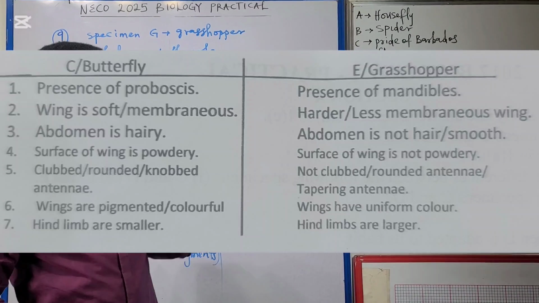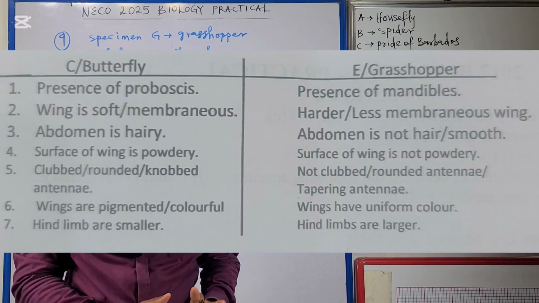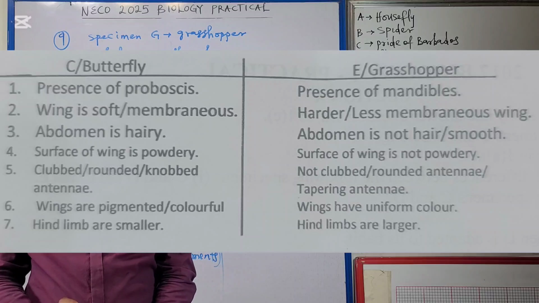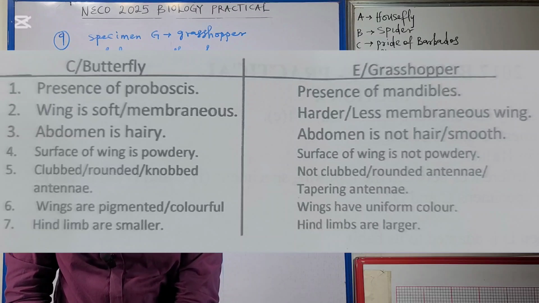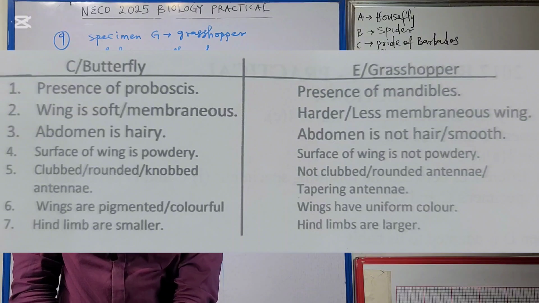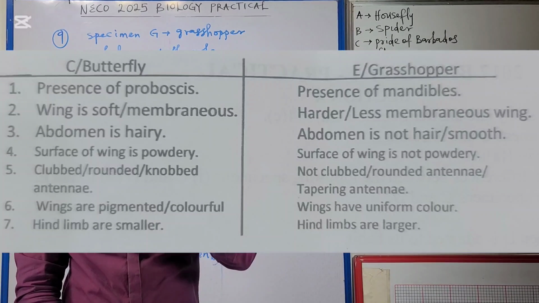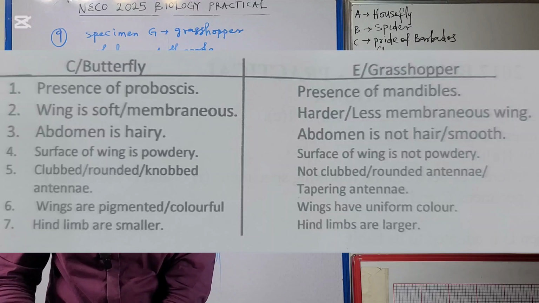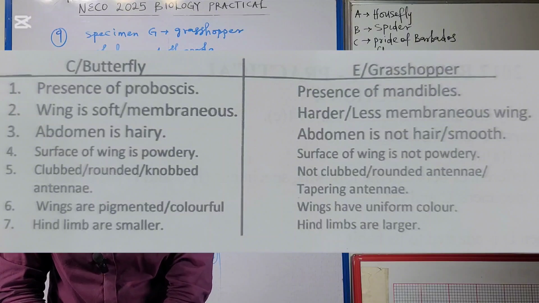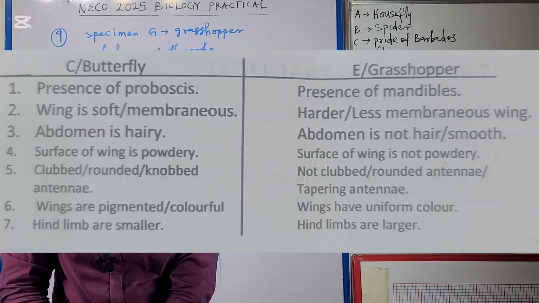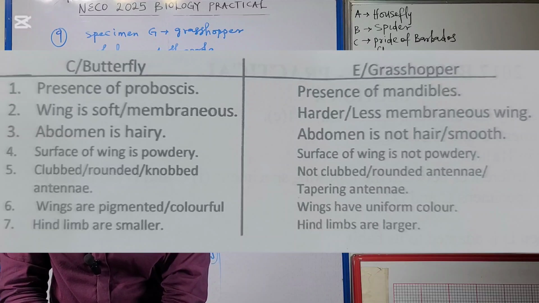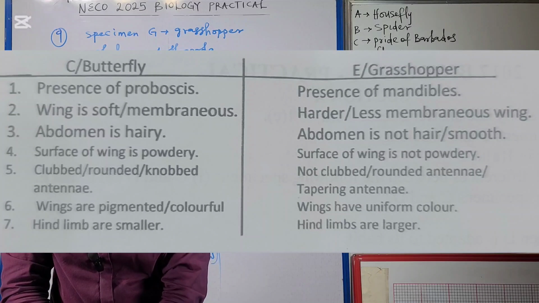When you look at a butterfly, you can see the answer on your screen. Differences between specimen E and specimen G, butterfly and grasshopper. Specimen E has a proboscis for sucking nectar from flowers, a sucking mouth part. But the grasshopper has a mandibulate mouth part, the presence of mandibles. The butterfly has a clubbed, rounded or knobbed antenna, but the grasshopper's antenna is not clubbed, rounded, or knobbed. It has a tapering antenna.